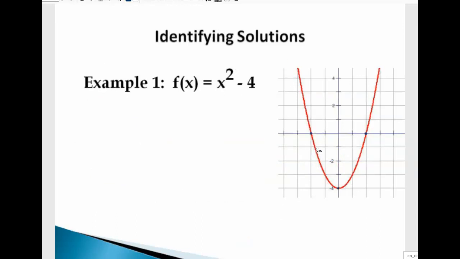So here is a graph of x squared minus 4. That graph is shifted down 4 units. And what we notice is it crosses the x-axis twice. So the roots occur when x squared minus 4 equals 0.